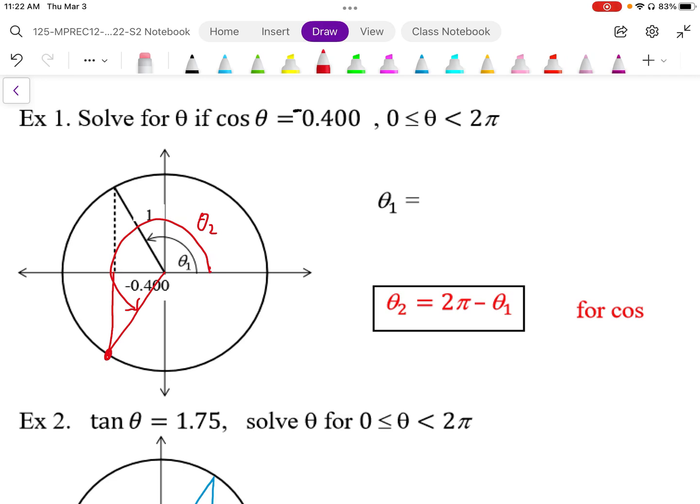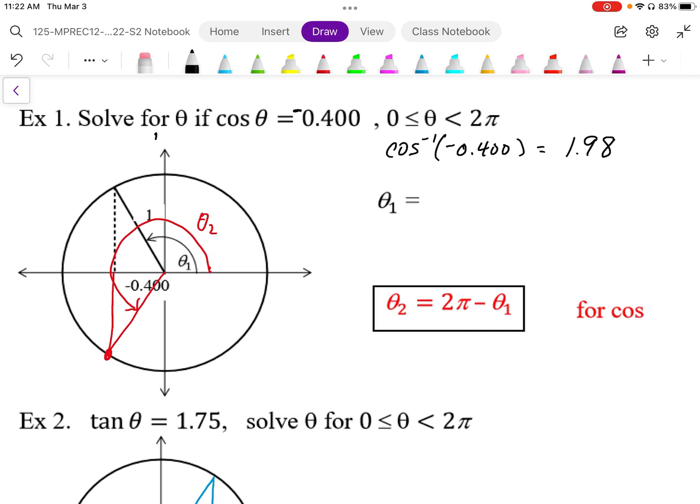So when I go to my calculator, I'm going to do the arc cos of that ratio. So I'm going to do the inverse cosine of the ratio negative 0.400, and that gives me an angle of 1.982. So I'm going to round that to 1.98.